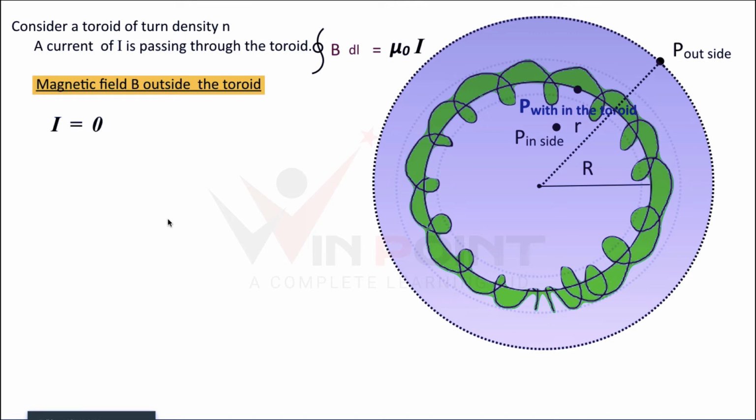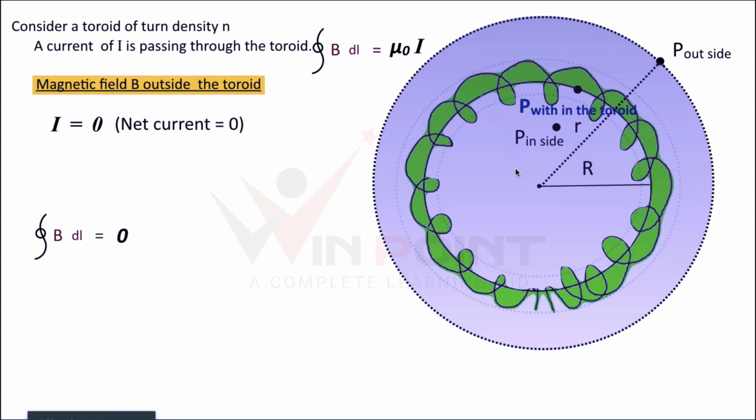So we can write I equal to 0. If I equal to 0, then the net current is 0. So integral B dot dl equal to 0. This dl cannot be 0 because there is an Amperian loop and there is a small length dl.